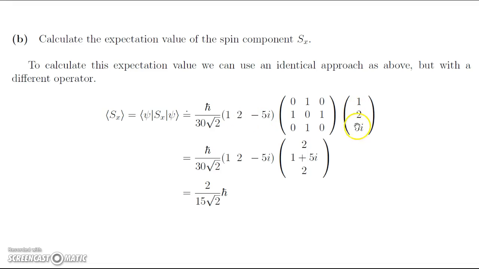So now we do a similar calculation. We have the adjoint here of this column vector. We first operate and get the column vector 2, 1 plus 5i, 2, and then we take this inner product and we get the expectation value for the spin component S_x of 2 over 15 root 2 times h bar. And that'll be it. So thank you.